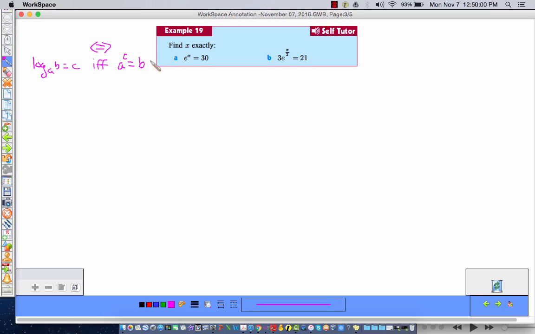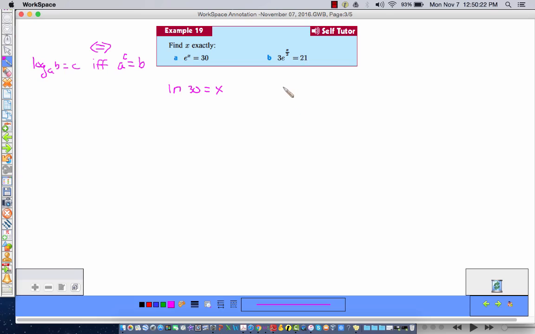So I'm going to go from exponential to logarithmic, and I'm going to be able to say that the natural log, my base is e, but I don't have to write it since I wrote natural log. It's just understood that there's an e there, of 30 is equal to x. Done.